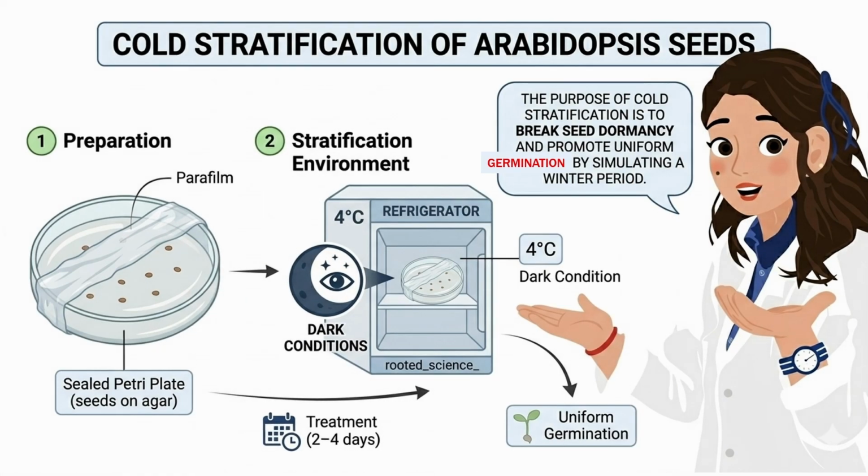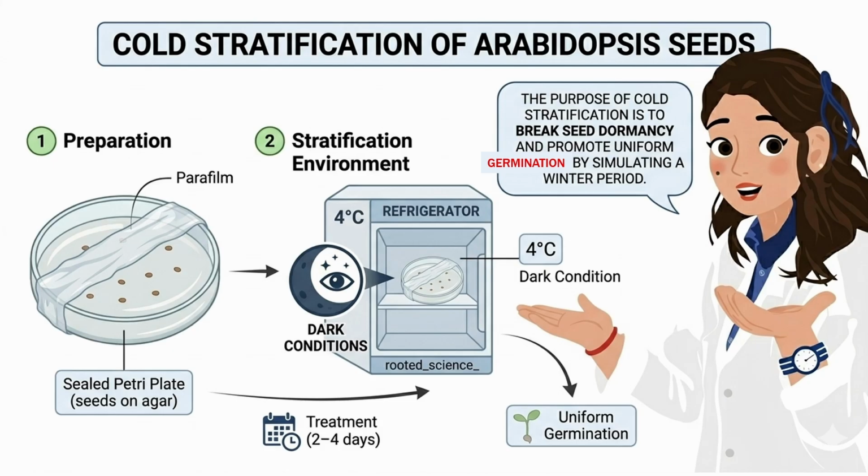Yeah, so once we are done with storing the seeds in the dark and cold stratifying them, we move the plates into the light. We usually maintain a temperature of around 22 degrees Celsius and a light intensity of 120 to 150 micromole per meter square per second. Now, this is where it gets interesting. Within the first 24 hours, the radicle emerges, making the transition to active growth. By day 4 or 5, the cotyledons unfurl and begin photosynthesis.